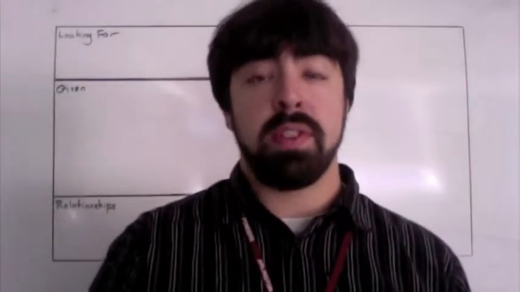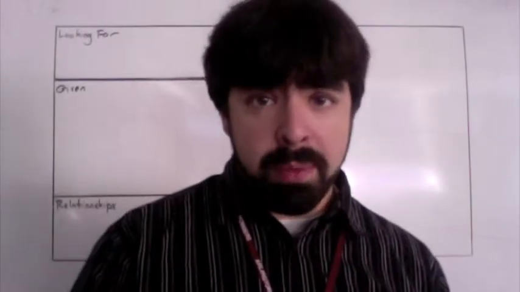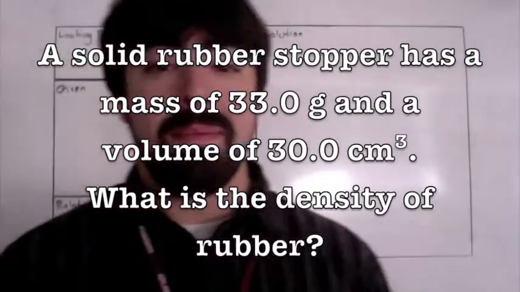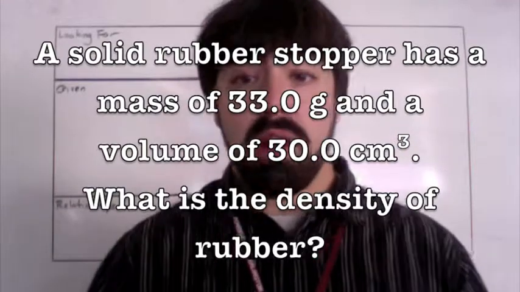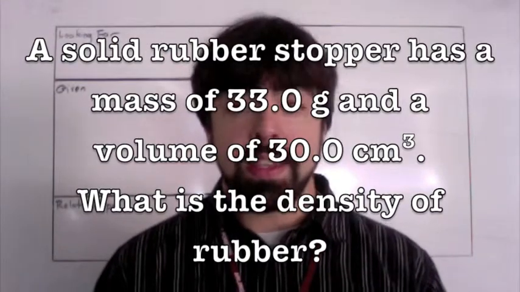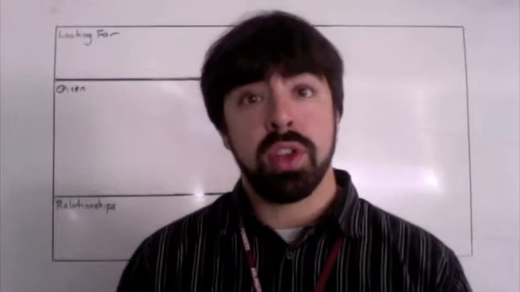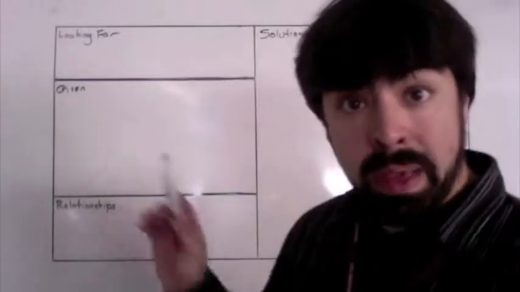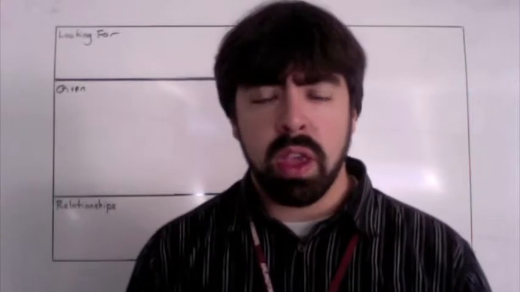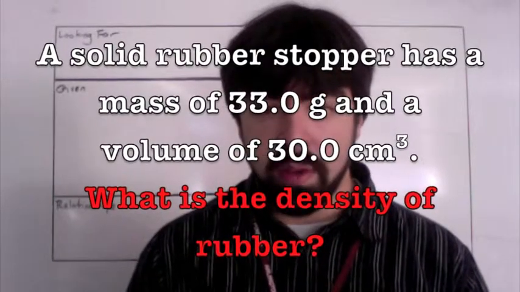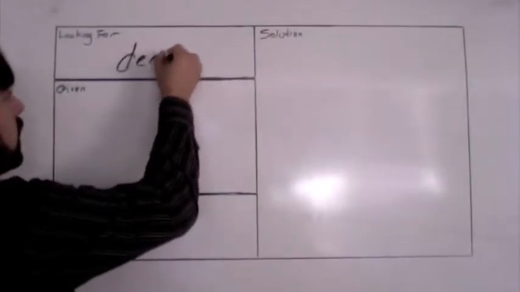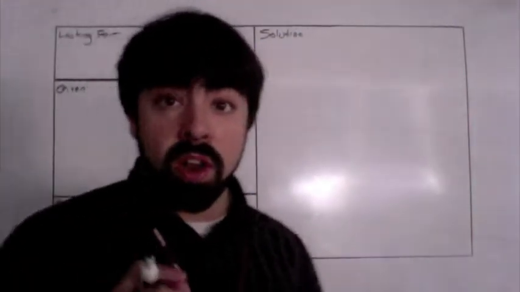Okay, so let's use an example to figure this out. The example that I'm going to use, and it's displayed for you right now, is a solid rubber stopper has a mass of 33 grams and a volume of 30 cubic centimeters. And we want to determine what's the density of rubber. So, what you have to do is you have to figure out, to begin with, what are you looking for, and you're going to write it in the box. So going back to the question, what are we looking for? What is the density of rubber? So what I'm going to write up in this box is the density. I want to know the density.